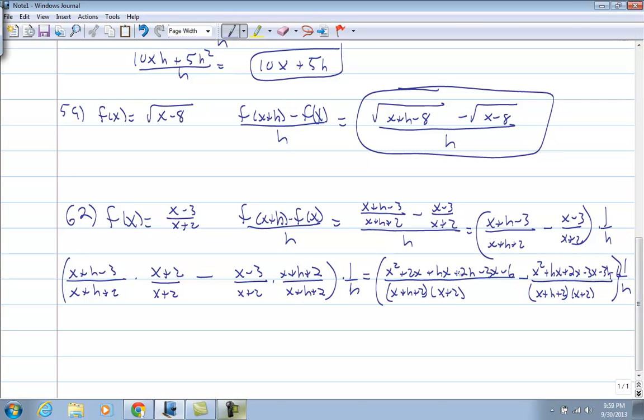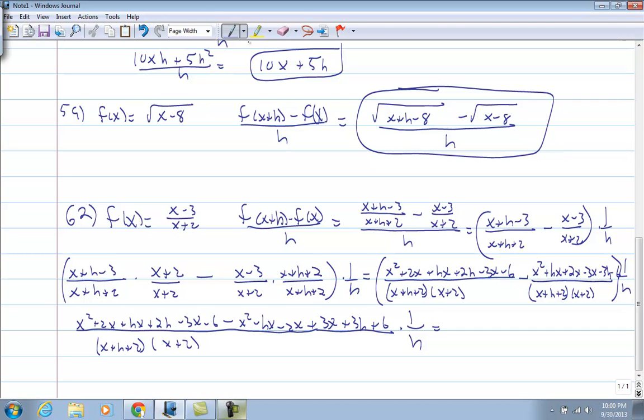So now we can bring everything together. It'd be x squared plus 2x plus hx plus 2h minus 3x minus 6 minus, now watch this, I'm going to distribute this negative: x squared minus hx minus 2x, minus negative 3x makes it plus 3x, and minus a negative 3h makes it plus 3h, minus a negative 6 makes it plus 6, all divided by x plus h plus 2 times x plus 2 times 1 over h.